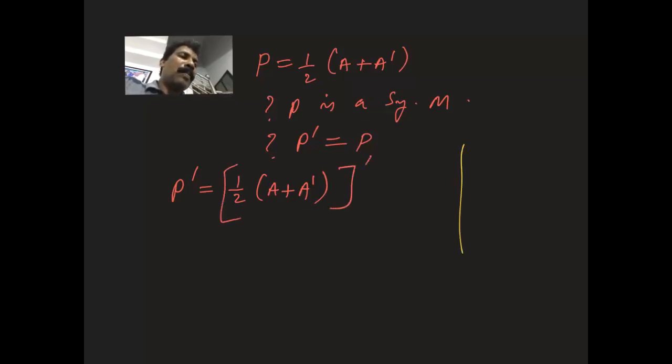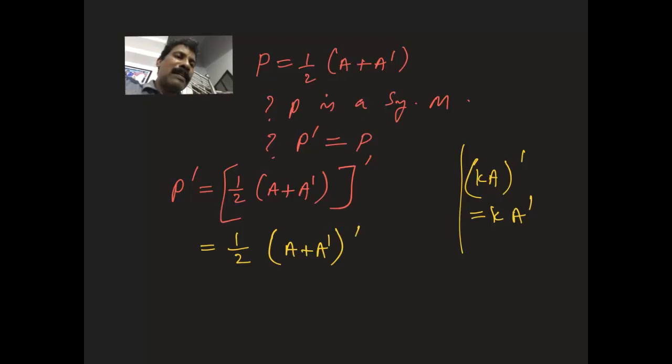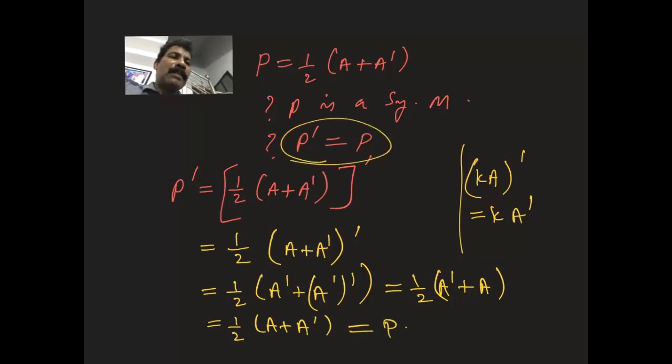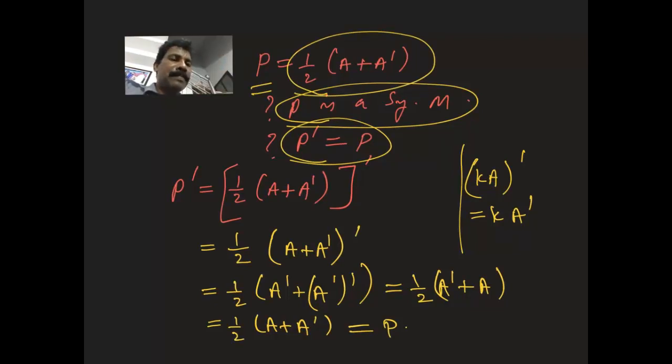And we learned a property: kA whole dash is equal to k into A dash. Therefore, we can take the half outside, then A plus A dash, the whole dash, is equal to half A dash plus A dash dash. So that is equal to half A dash plus A. So that is equal to half A plus A dash using the commutative law. That is equal to P. So we could prove that P dash is equal to P. When P dash is equal to P, P is a symmetric matrix. And what is our P? P is our half A plus A dash.